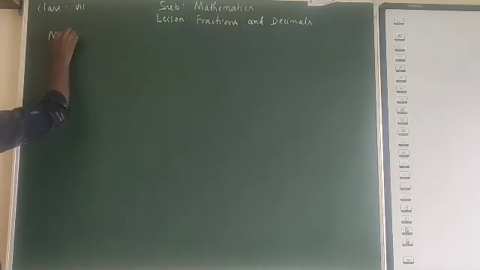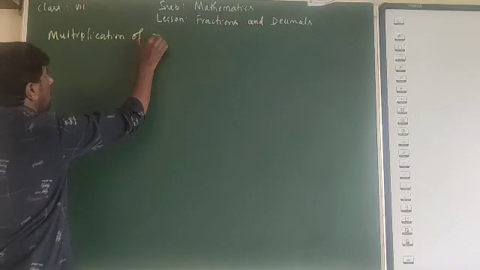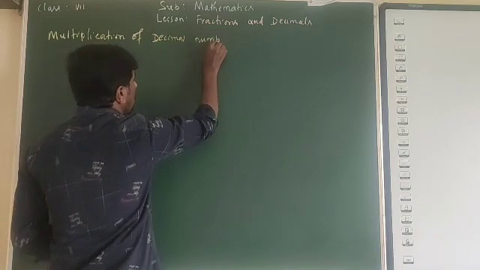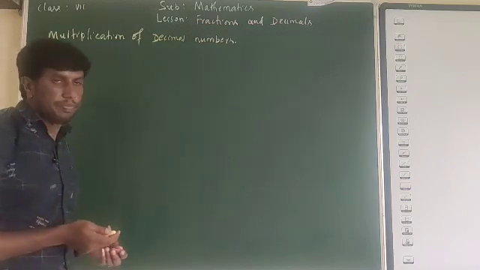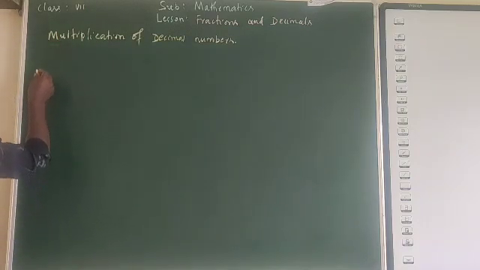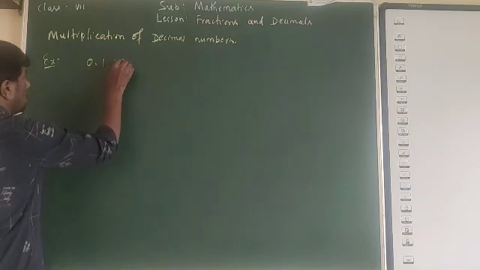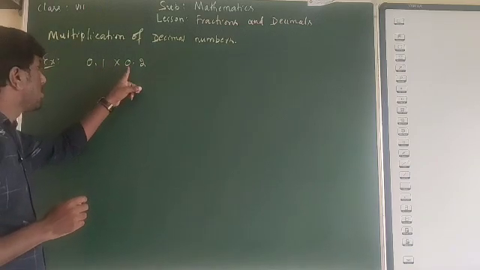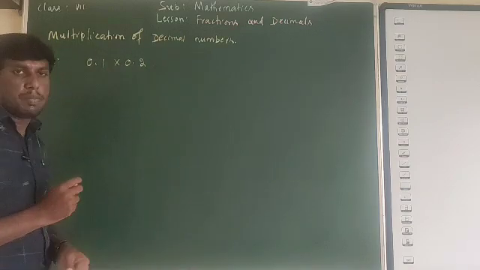Multiplication of decimal numbers. Let's take a small example, and we will come to know how to multiply two decimal numbers. We will multiply 0.1 into 0.2. 0.1 is a decimal number, 0.2 is a decimal number, and we are going to do the multiplication.